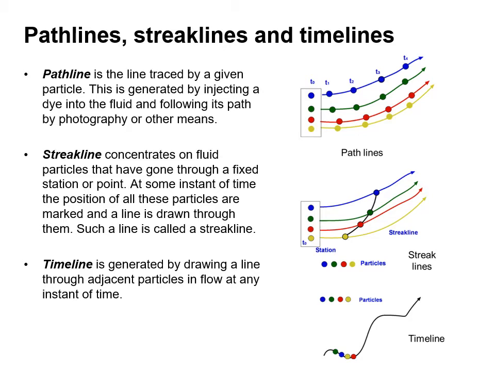So, in summary, a path line is the line traced by a given particle, and this is generated by injecting a dye into the fluid and following its path by photography or other means. A streak line concentrates on fluid particles that have gone through a fixed station or point. At some instant of time, the position of all these particles are marked and the line is drawn through them. Such a line is called a streak line. A timeline is generated by drawing a line through adjacent particles in flow at any instant of time.